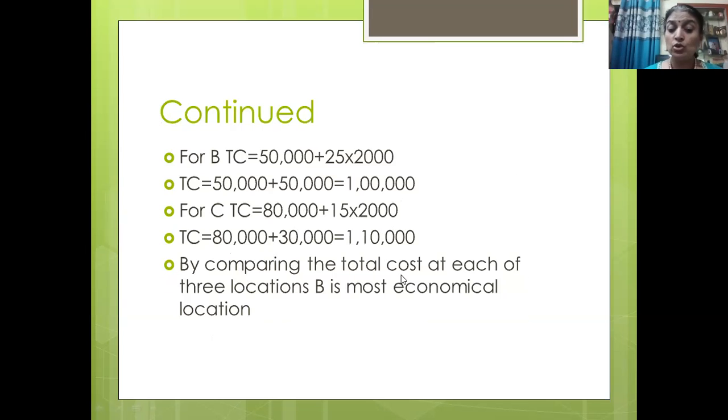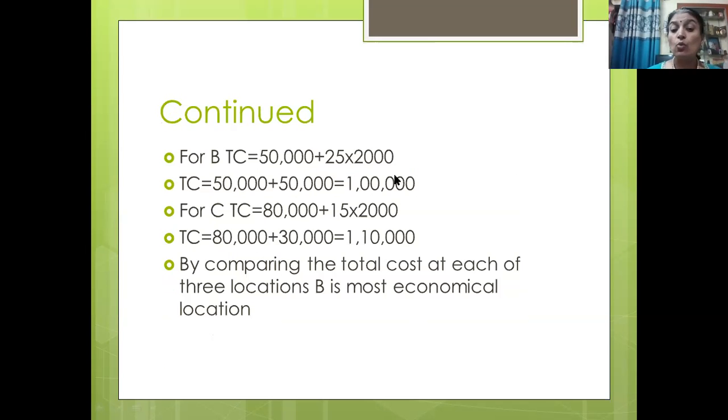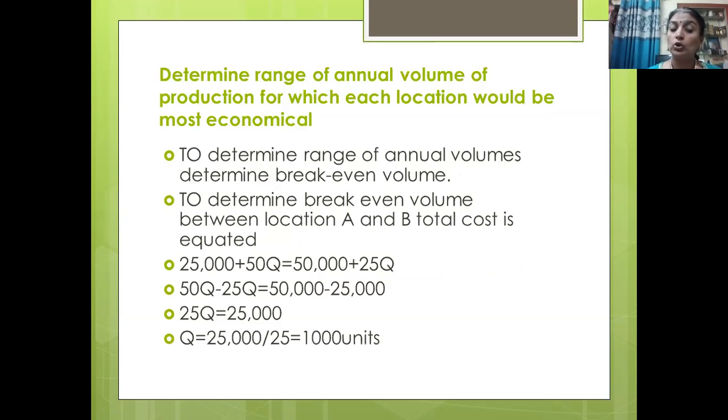By comparing the total cost at each location, see here for A, it is 1,25,000. For B, it is 1 lakh. And for C, it is 1,10,000. Which is the lowest? 1 lakh is the lowest. So out of 3 locations, B is most economical because it has got the lowest total cost. And along with this, one more question is there in the same problem.